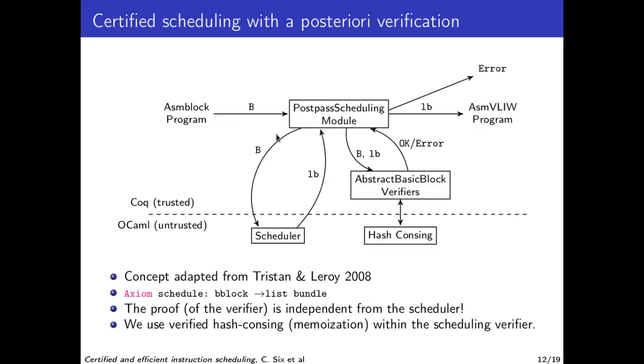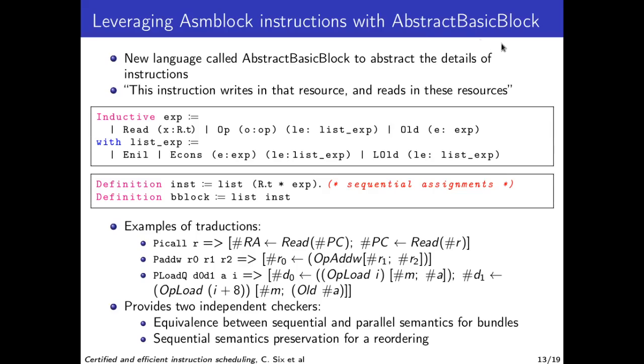This basic block B is given to the scheduler. The scheduler returns a list of bundles, and then the verifier compares the list of bundles to the initial basic block and returns either OK or error. If it's OK, the compilation goes on. If it's error, it stops. In addition to that, we use verified hash consing to make the verifier scale. The verification itself is done within abstract BasicBlock.